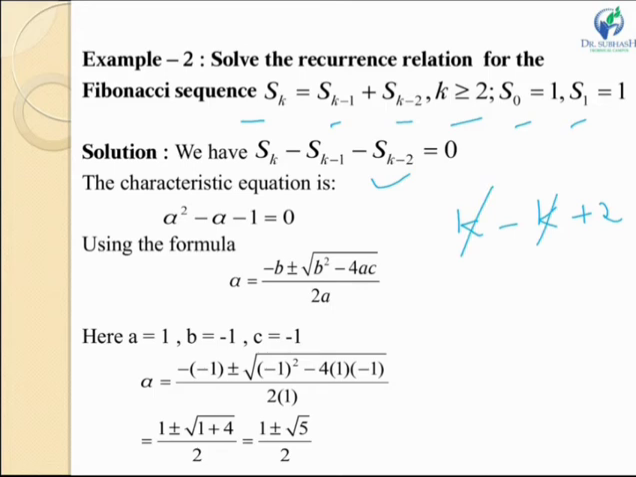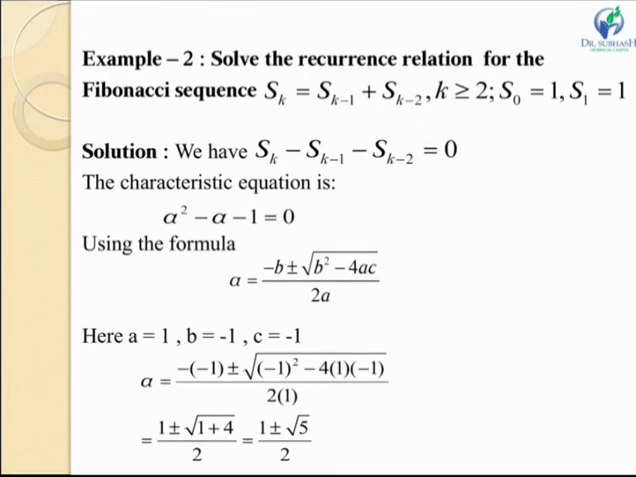So the power of alpha will be equal to 2. So I will replace this here: alpha square minus alpha minus 1 equal to 0. Now by splitting the middle term, we cannot find the value of alpha over here. So we need to use the discriminant formula, that is alpha equal to (minus b plus or minus under root of b square minus 4ac) upon 2a.